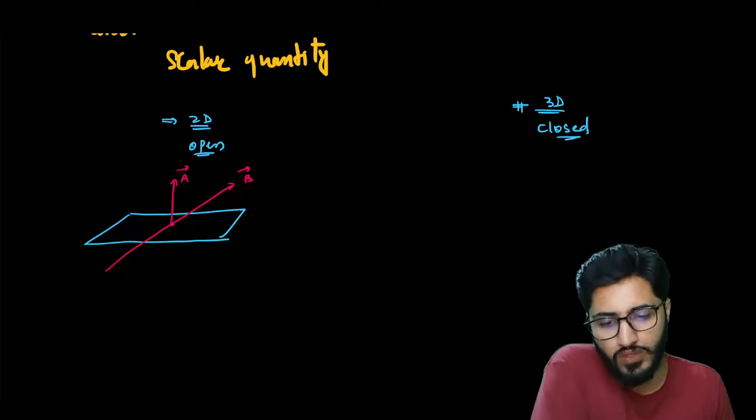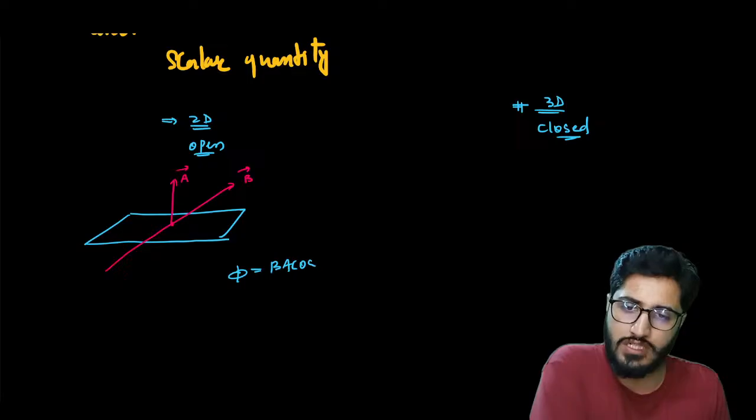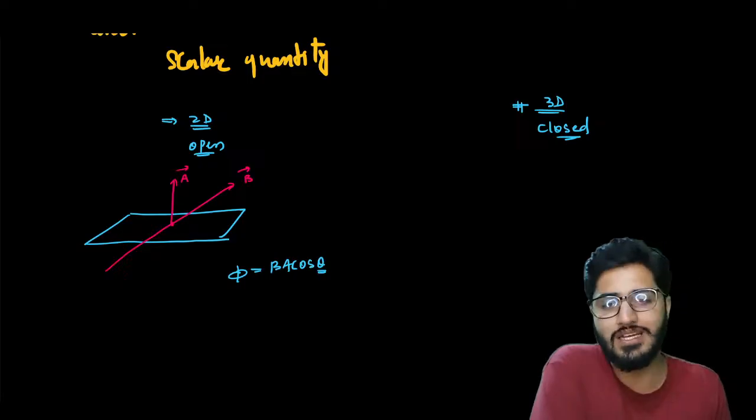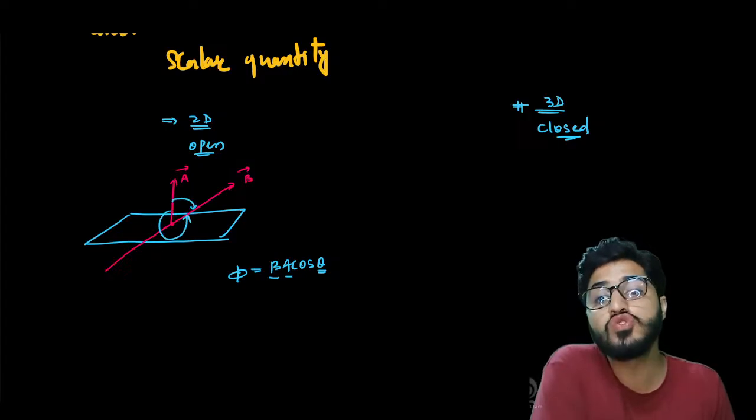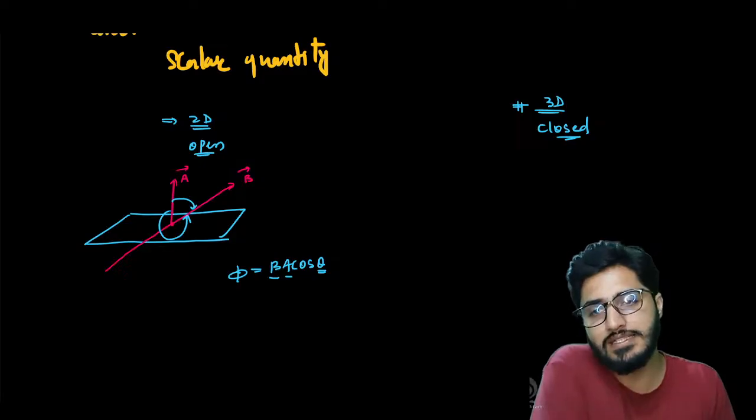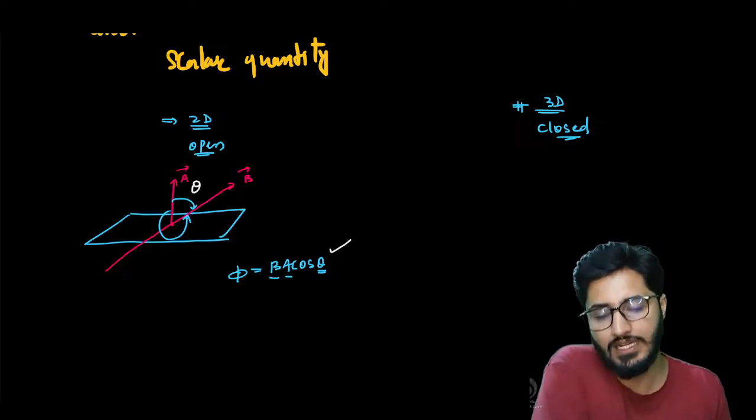Done. How to write my flux? Sir, flux is BA cos theta. What is theta? Theta is the angle between B and A. But this one is also theta, this one is also theta. Which one will you take? The smaller one. So I guess theta is the smaller one, this one. Tick.